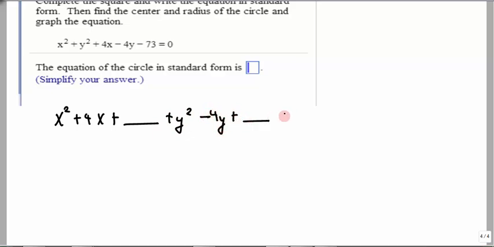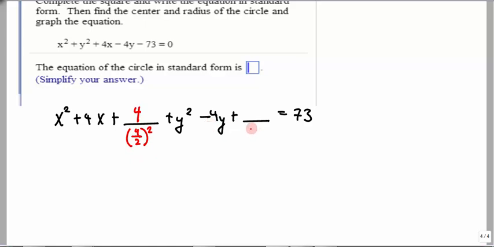And these blanks that I have here, and I'm going to move the 73 across, the blanks that I have right here are the values that I will plug in to complete the square for the x and complete the square for the y. So what I do to find this value is I take half of 4, and then I square that. Well, what's half of 4? 2. 2 squared is 4.